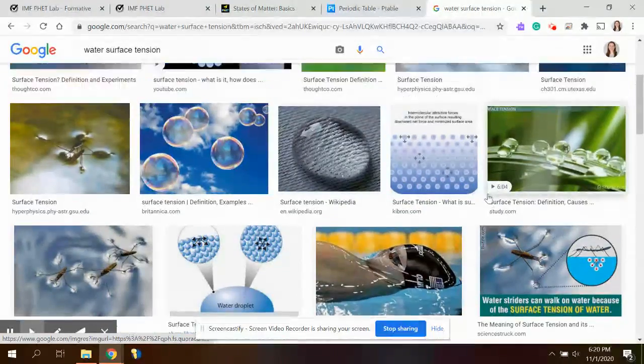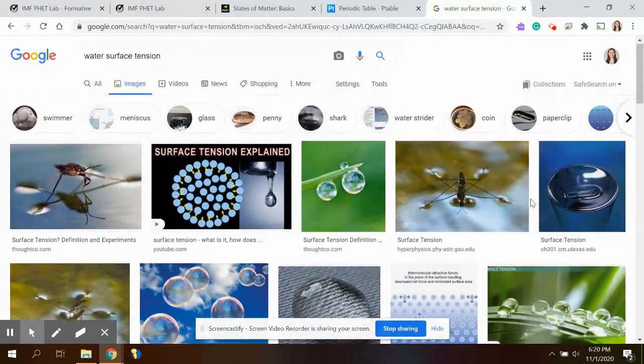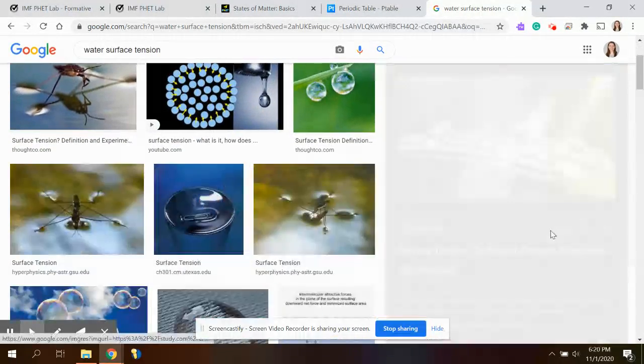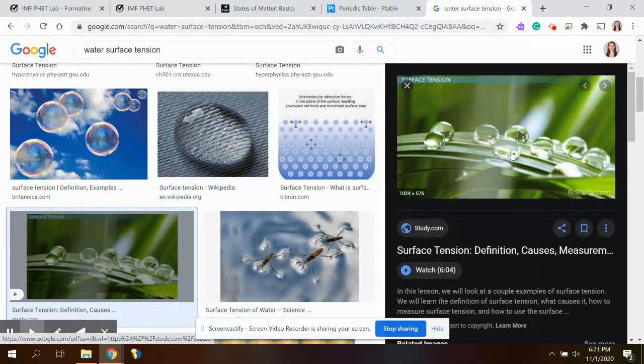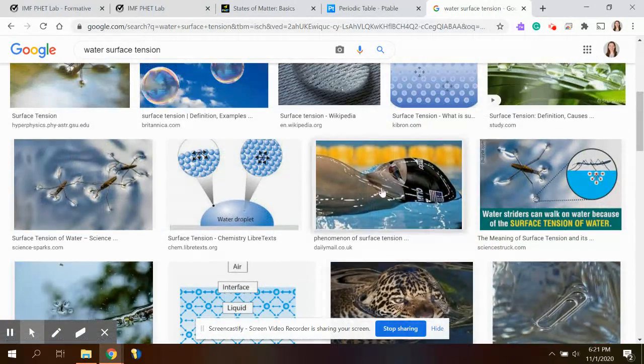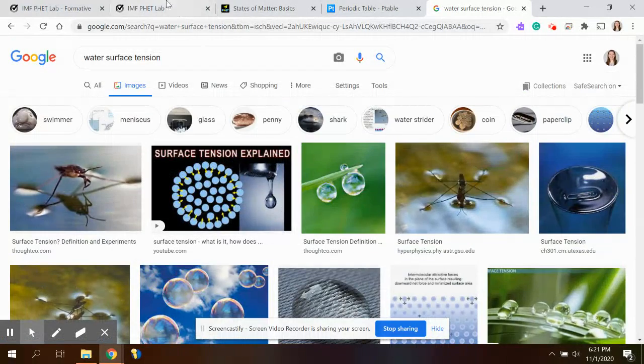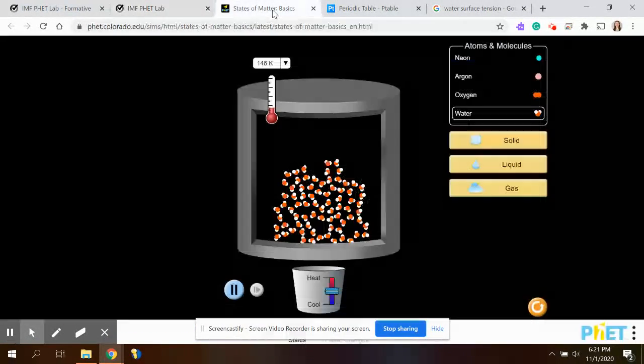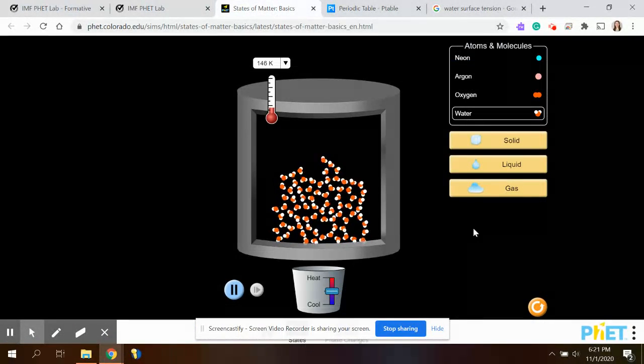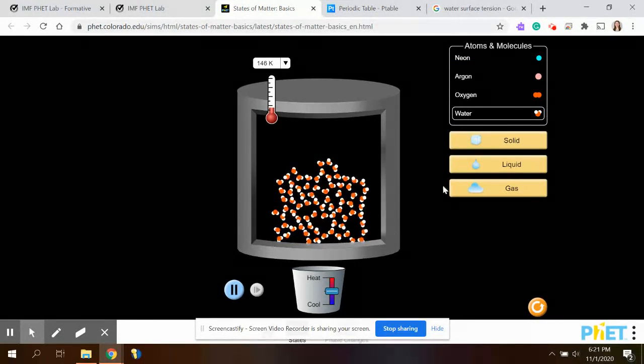And if we look at something else, even just cohesion between water molecules, if we look at how these water droplets look on this blade of grass, all of those things are water molecules sticking together, and they are sticking together for the same reason. They're sticking together because of hydrogen bonds. So that is your little intro right there.